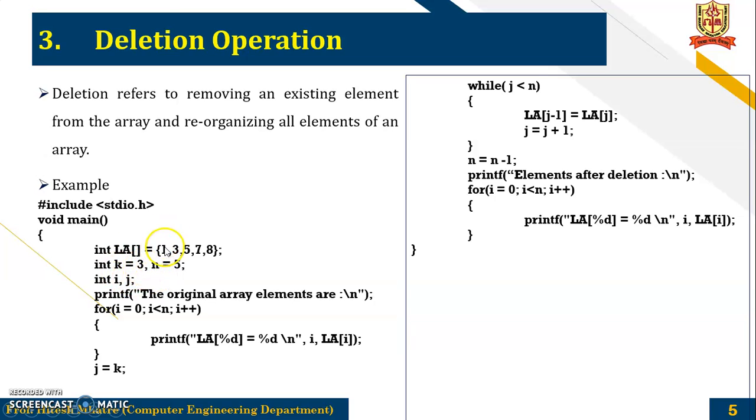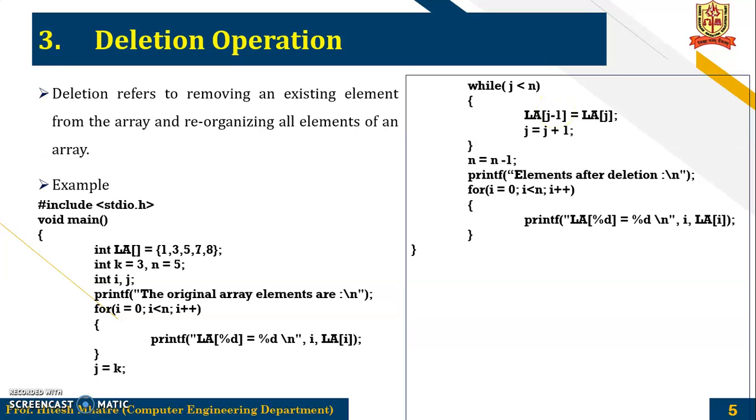So again that is 0, 1, 2, 3. So we will be deleting 7 from this element. So we have specified the index. This for loop is to display the elements. Now j equal to k. So what we're doing is shifting again by -1.